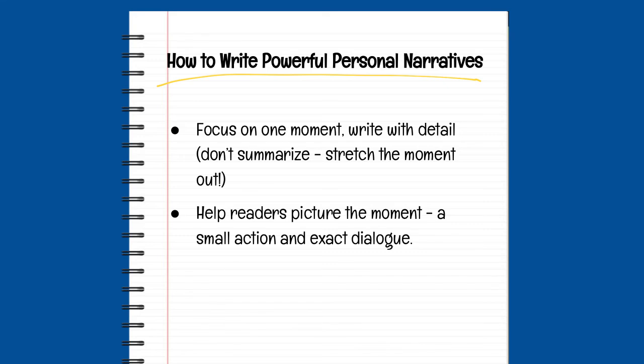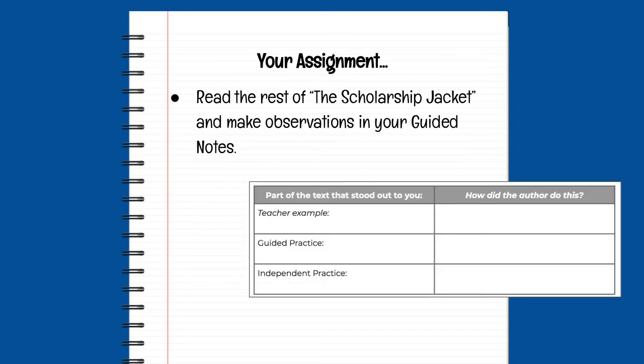I think this scholarship jacket is a really powerful personal narrative, and one thing that makes it powerful is it focuses on one moment and it doesn't summarize, right? She's writing about her time in 8th grade. She doesn't write about the whole year. She talks about this moment. It seems to be only like 2 days, but she gives us a lot of detail. Also, she helps the reader picture the moment by using small actions and dialogue.